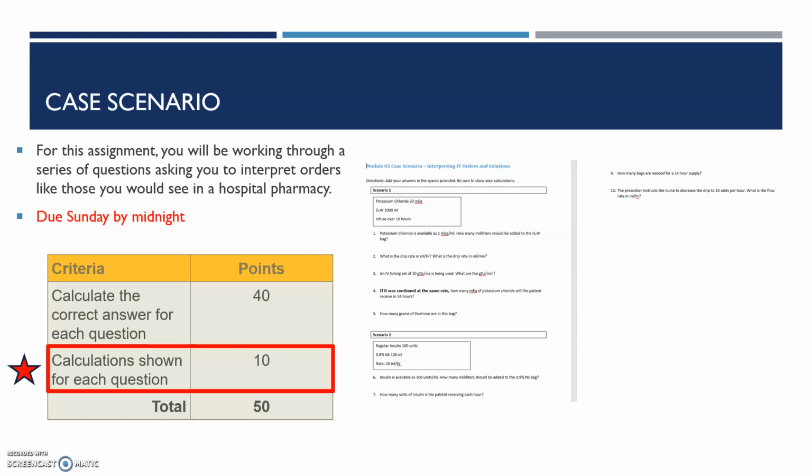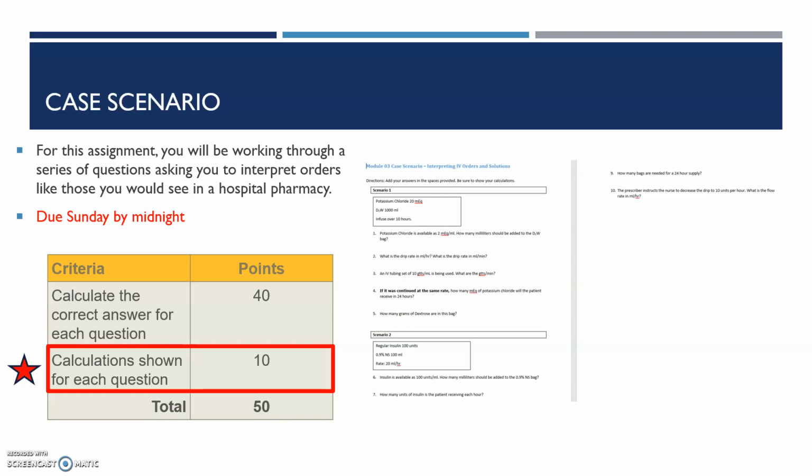You also have a similar case scenario, questions based off of a prescription, just like we've done the last 2 weeks. I starred showing your work because I'm still getting assignments where people are not showing their work and losing 10 points for that. Please don't lose 10 points for not showing work. What it also does is if you get a question wrong, it also helps show me where you're going wrong so that I can either adjust how I'm teaching or help you learn it better. So please show your work.